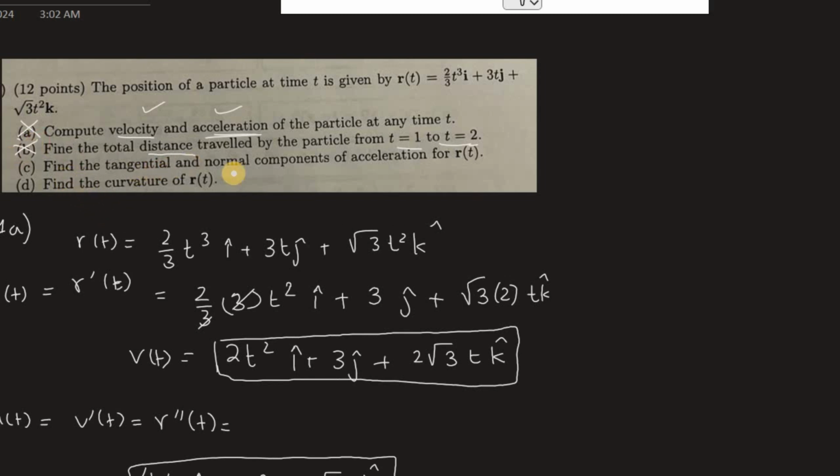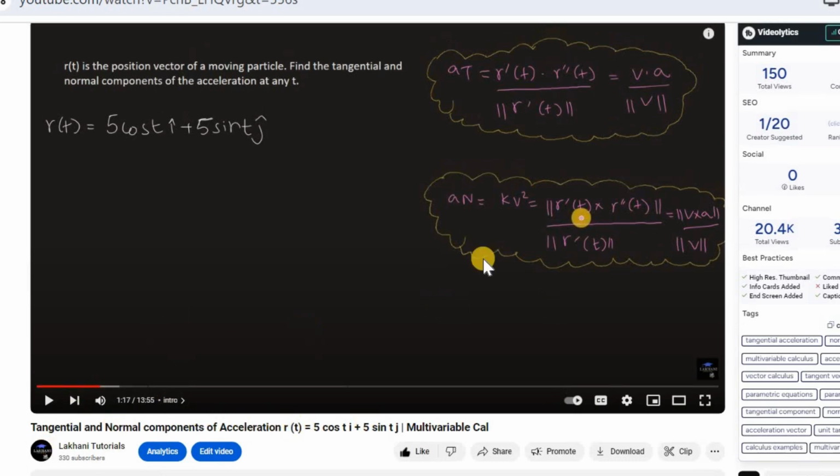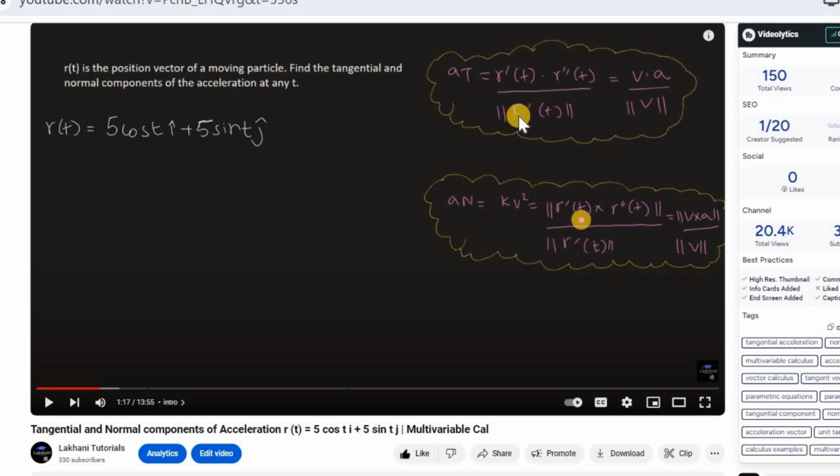Now, find the tangential and normal component of acceleration for r(t). So now we're finding the tangential component of acceleration and normal. And I have already explained you guys how to do this. Okay, here in this video that I have showed you guys tangential and normal acceleration, I have given you guys this formula to find the A tan, the tangential acceleration, and the normal acceleration.